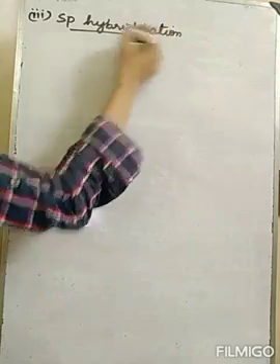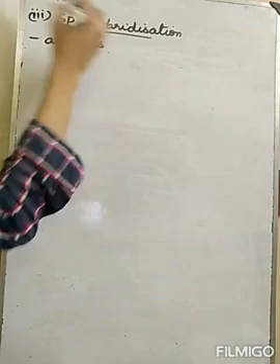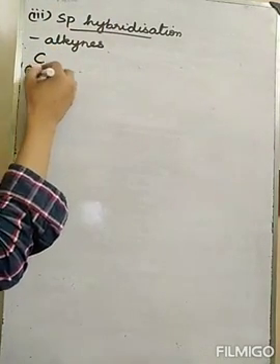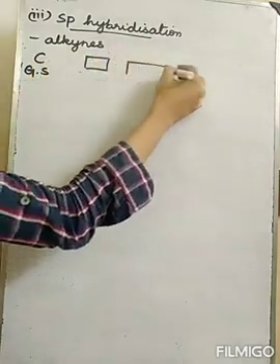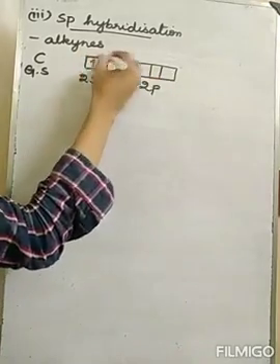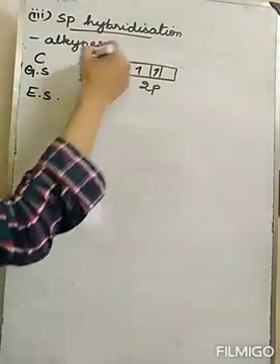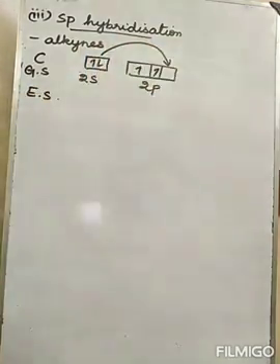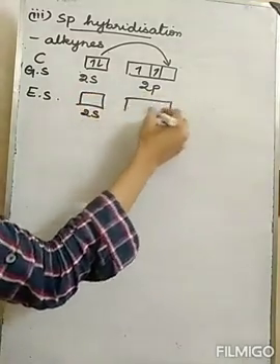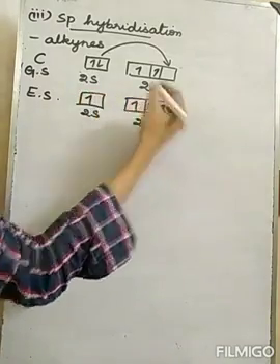sp hybridization is seen in alkynes. So carbon in ground state, how will you draw it? It is 2s2, 2p2. So in excited state, what will happen? This electron will be excited to the higher energy orbital. So you will get 2s, and this is 2p: 1, 2, 3, 4.